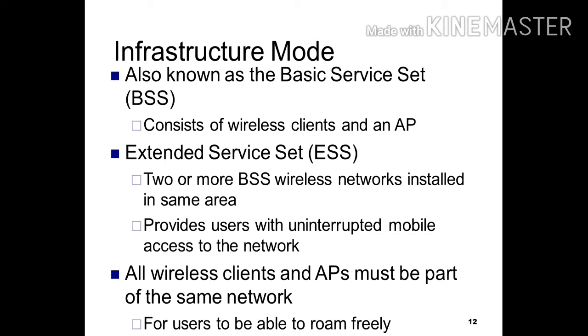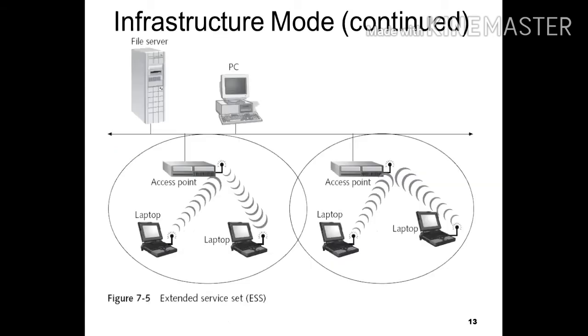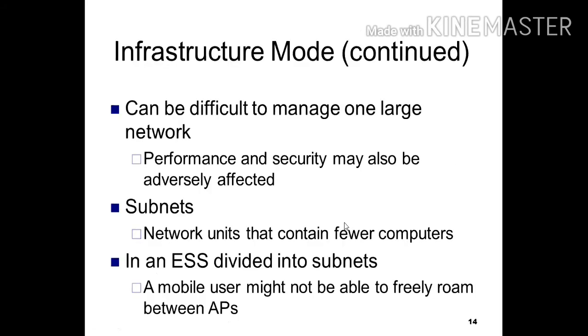So what are the advantages of this network? This network provides you mobility of 100 meters. If you are in the 100 meter area, you are connected to this access point. Or if you want to go from this area to this area, your connection gets handed off from this access point to this access point without disturbing your internet access. So that is about infrastructure mode.